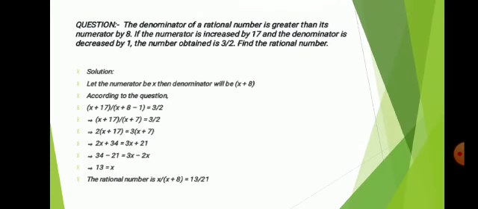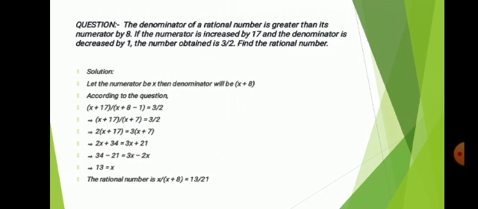Next, the denominator of a rational number is greater than its numerator by 8. In the question, again I am reading for you, the denominator of a rational number is greater than its numerator by 8. So we will let the numerator be x, because they said the denominator is greater than its numerator by 8. So the denominator will become x plus 8.